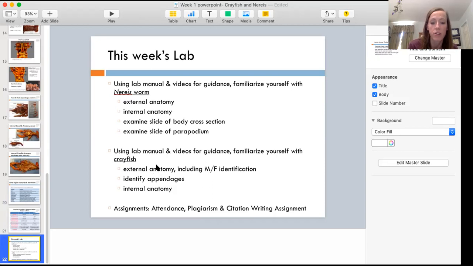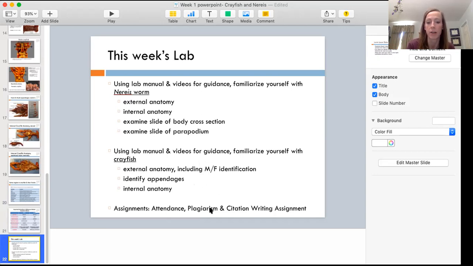It looks at the external as well as the internal anatomy. You'll be responsible for identifying the appendages. And then lastly, on your radar is that you need to submit the answers to the questions for attendance tracking. And then there are the 2 writing assignments that are posted on Canvas.